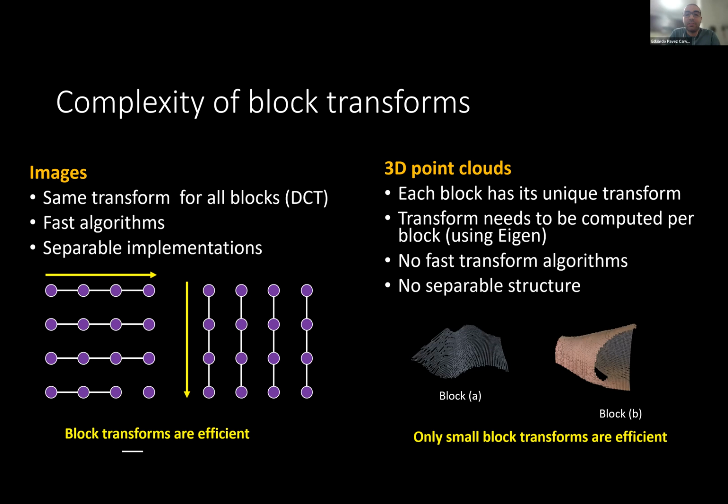While for point clouds, because each block is different, you need to compute a different transform for each block. The transforms are usually not closed form expressions. You need to use eigen decomposition to obtain them, which is complex. Also, these transforms don't have fast algorithms, so you need to do matrix vector products. And at the same time, there's no separable structure. So in general, block transforms for point clouds are only efficient, in terms of computational complexity, if the blocks are very small. So it's a big issue here.